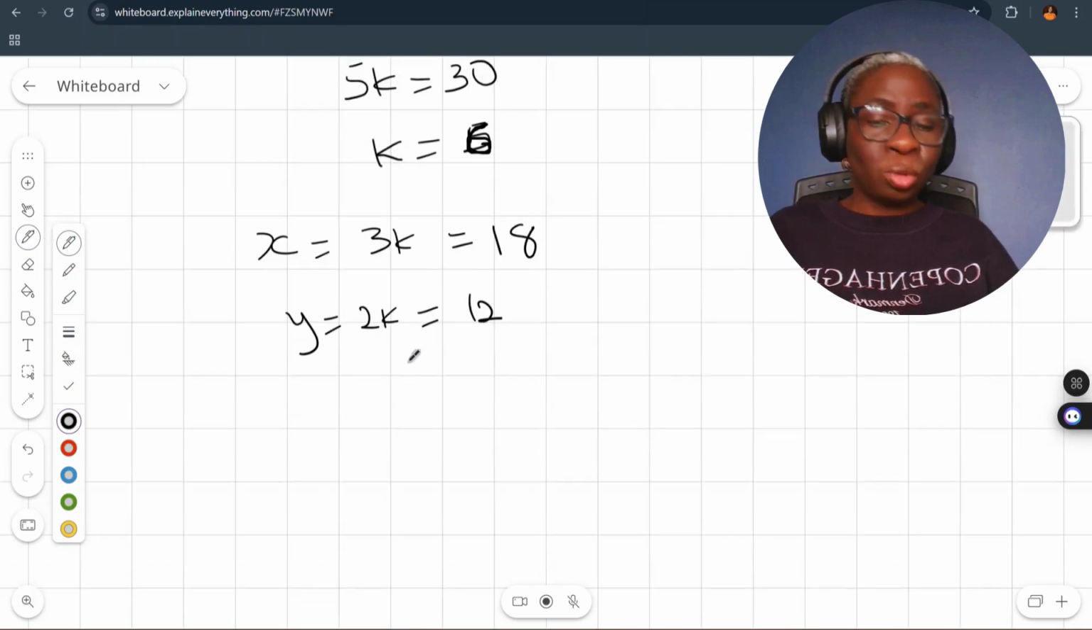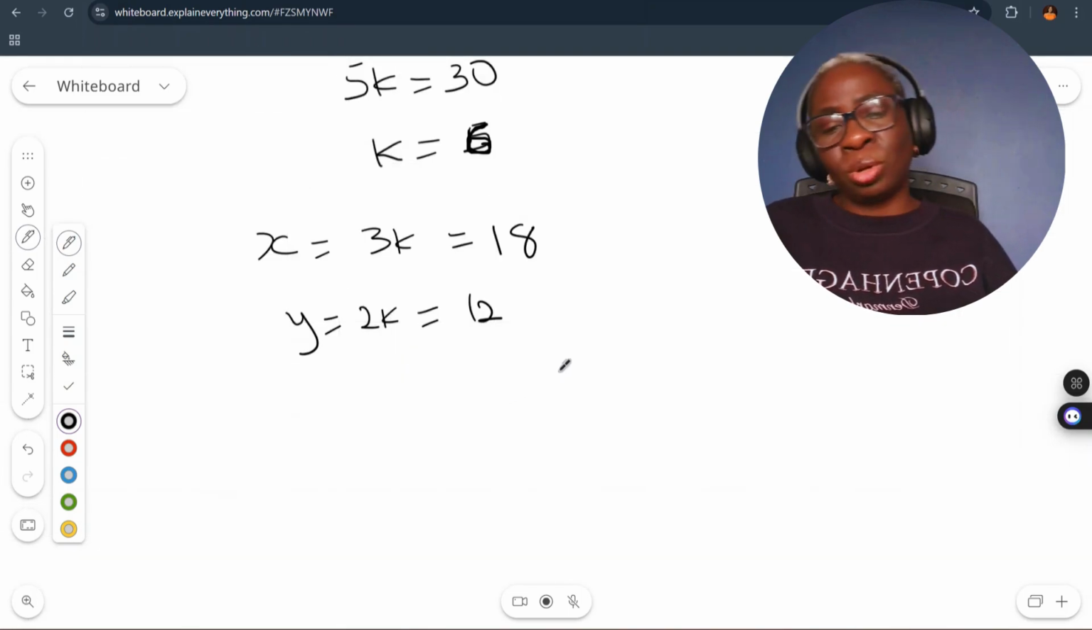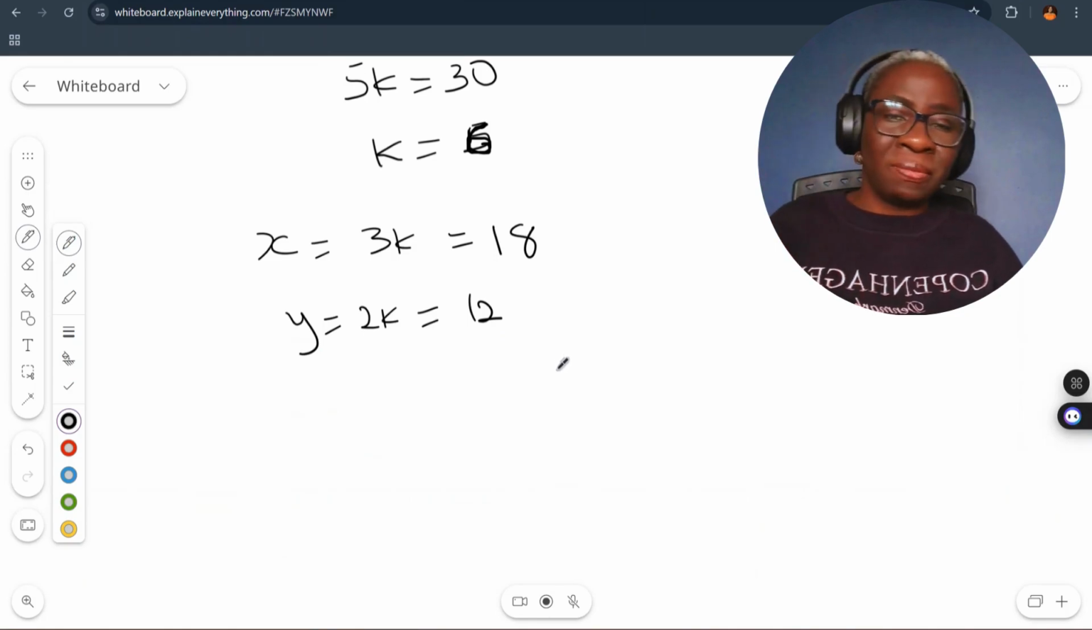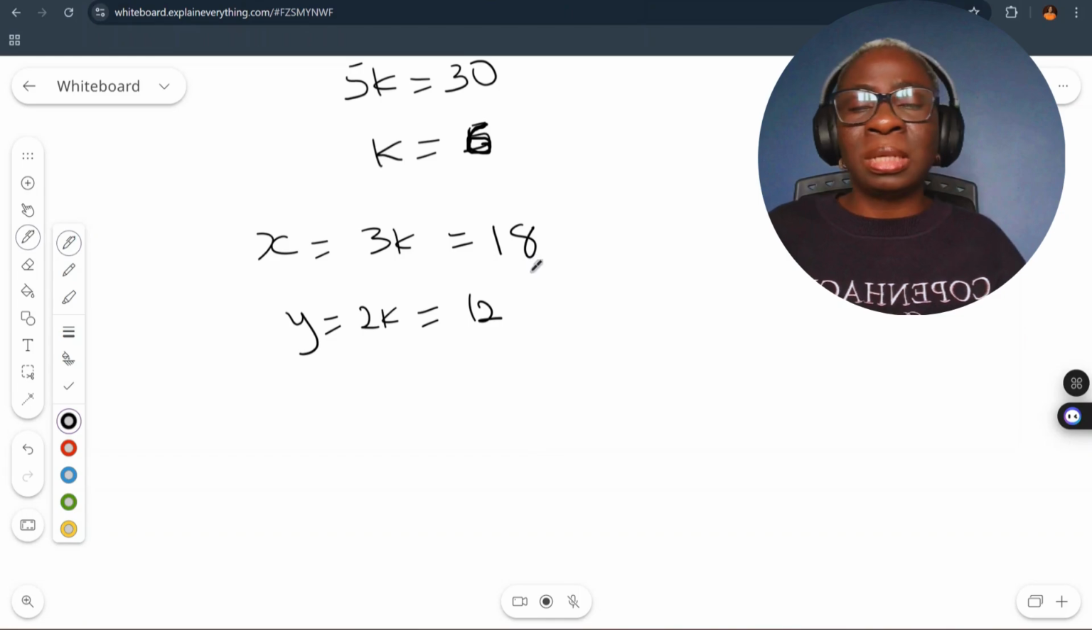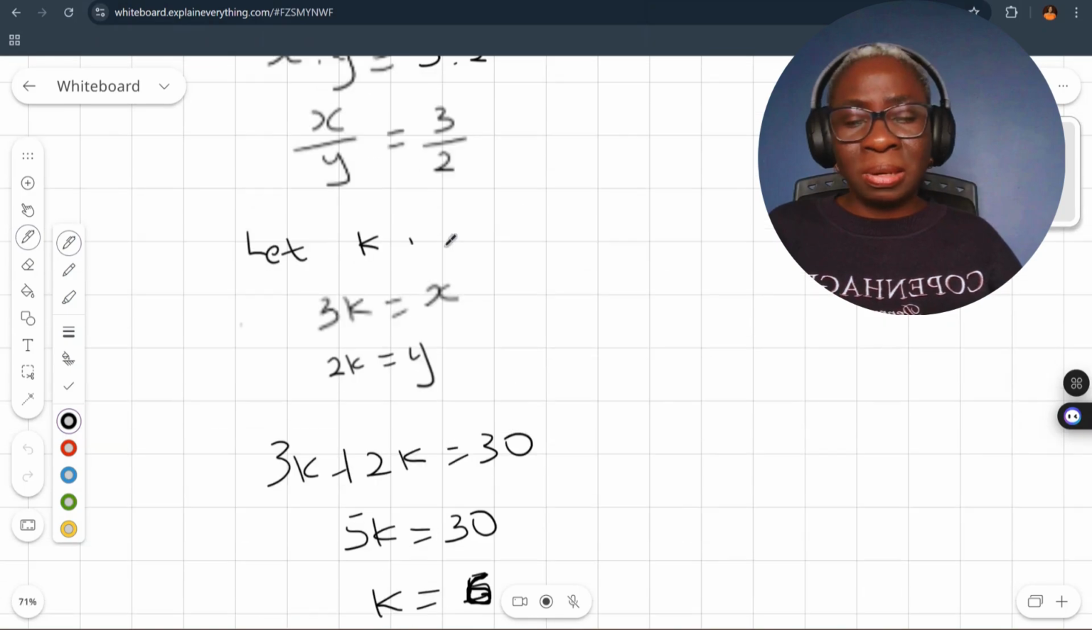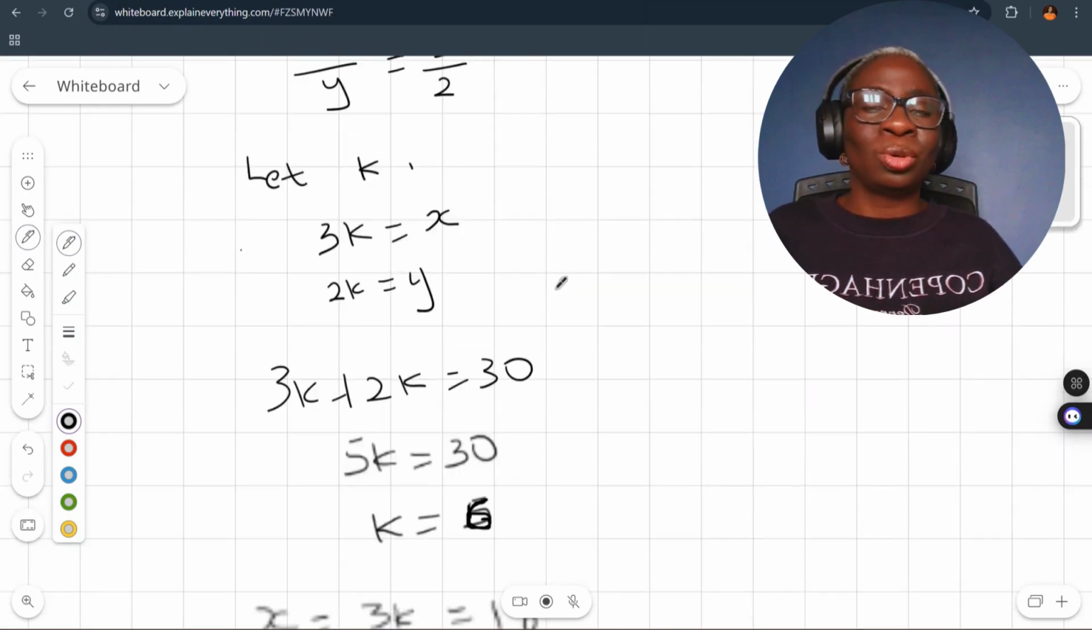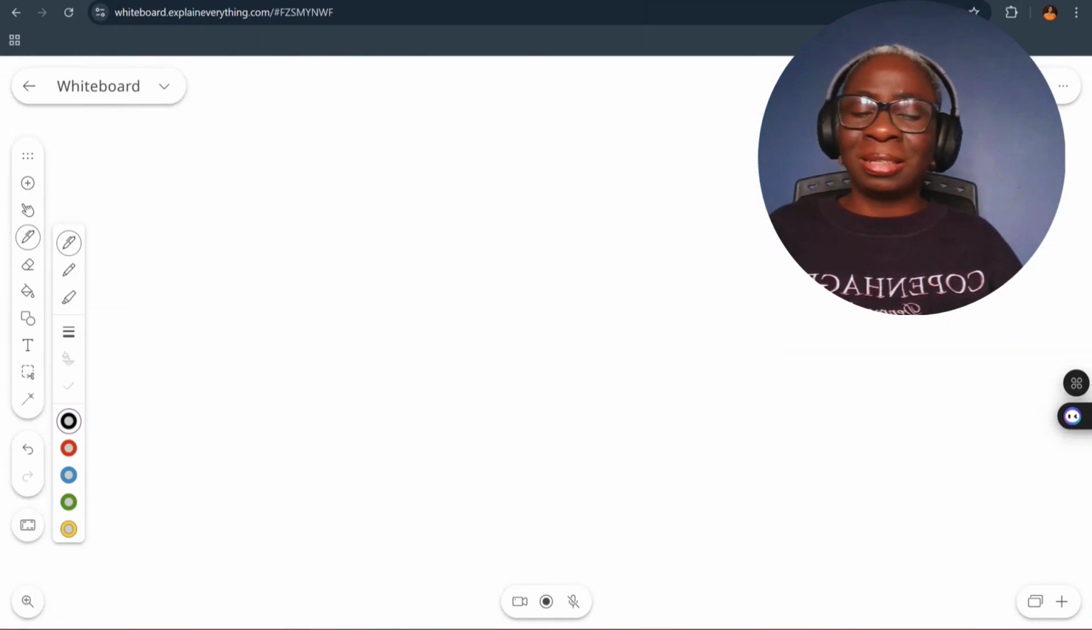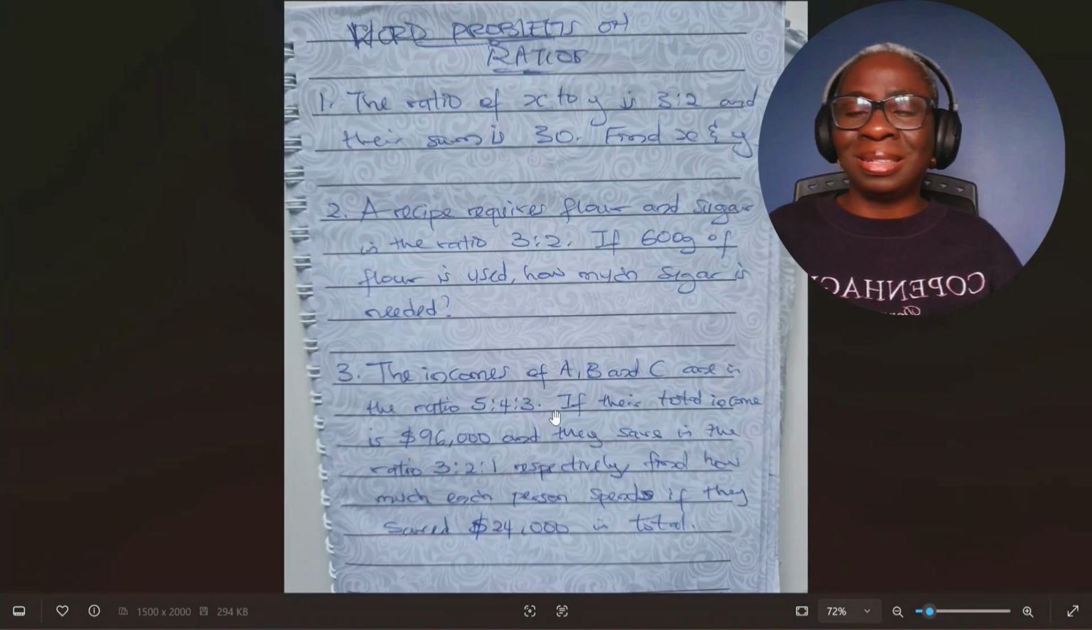And if you want to confirm that your answer is correct, you just divide. When you divide 18 by 6, you get 3. When you divide 12 by 6, you get 2, and the ratio says 3 ratio 2. So that is just the answer. You can see that it is very simple and easy to solve.